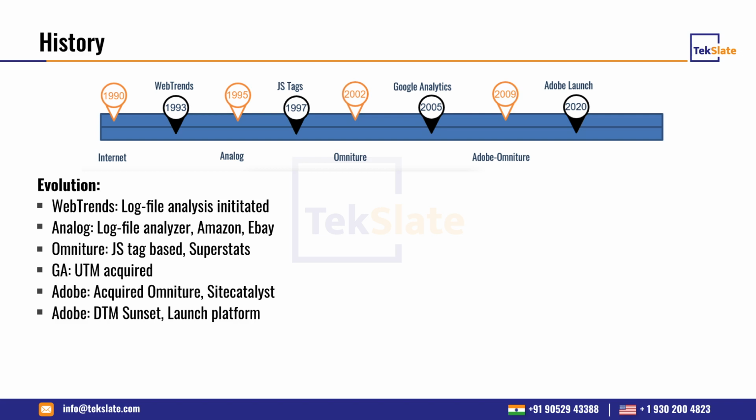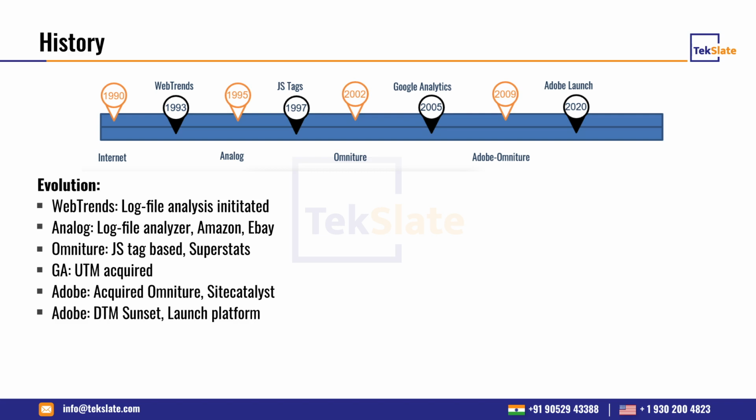So then comes 1995, when a company named Analog was founded and launched, which was the first log file analyzing tool. That year in particular was very exciting because Amazon and eBay, revolutionary corporations, came into the picture. Then 1997 is when JavaScript-based tagging systems were introduced, and the older server log analysis process was done with. Omniture acquired a company called Superstats, and they renamed it Site Catalyst.